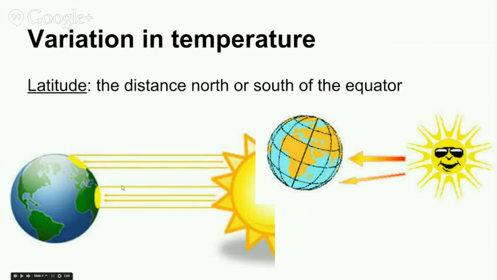So at the equator, the Earth is receiving more direct sunlight all year round. So this is the most intense radiation heat transfer right here, and so that leads to warmer temperatures. At the poles, the sunlight is more indirect, and so since that radiation energy is spread out over a larger area, that results in lower temperatures.